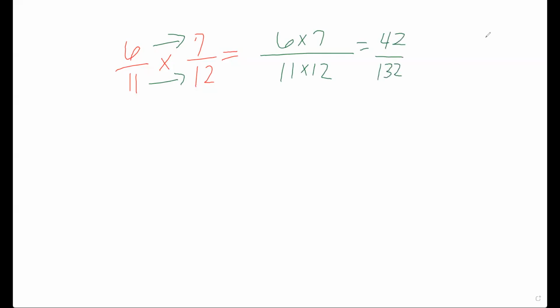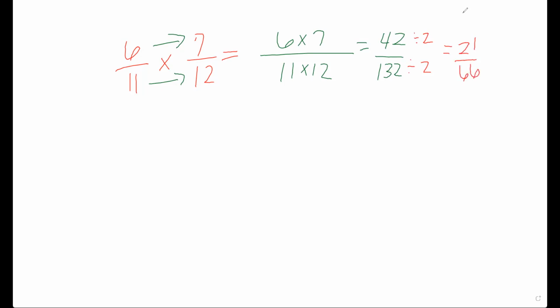All right, I know both of those numbers are even, so I can divide by 2. Off the top of my head, I don't know the largest number by just looking at it, so I'm just going to divide by 2. 42 divided by 2 gives me 21, and 132 divided by 2 gives me 66.